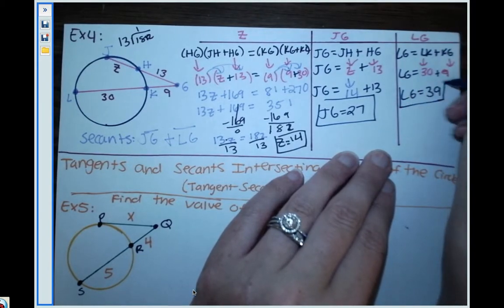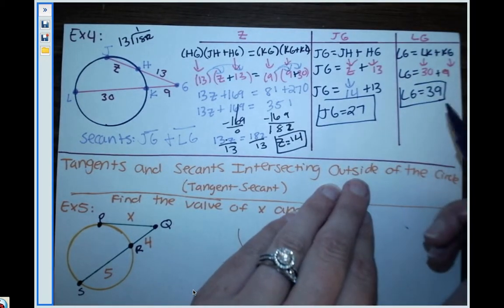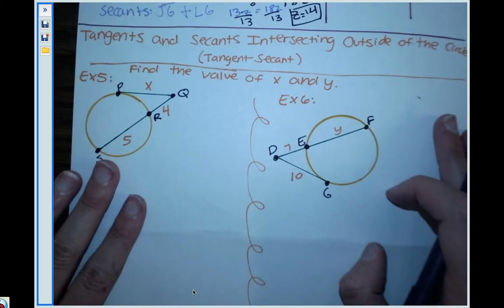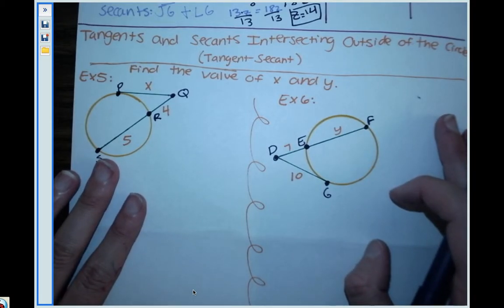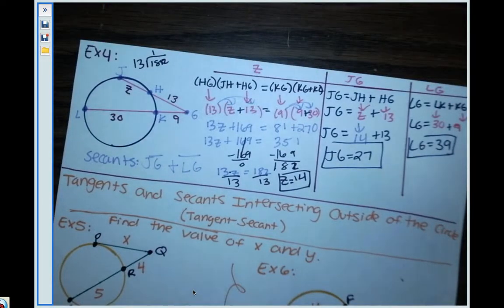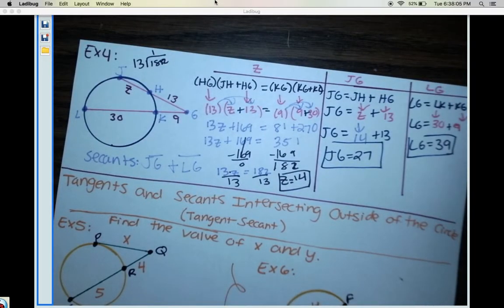And guess what, you guys? We have found Z and the length of our 2 secant segments. All right, so the next 2 examples involve tangents and secants intersecting outside of the circle. That just looks too cool for school, right? I'm not going to go too much further because I know you guys are ready to go. Let's get going on example 5 and 6.